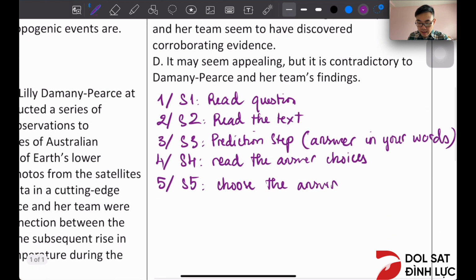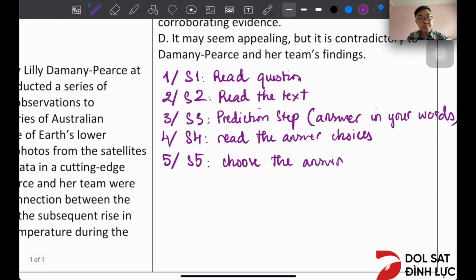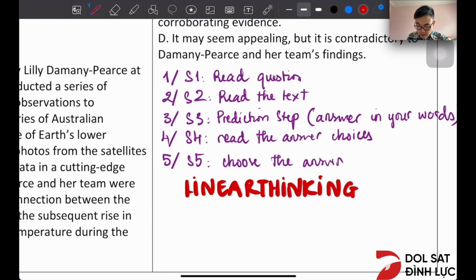Okay, so let's start. Now, all of these 5 steps will closely follow a strategy and a method that I call linear thinking. So I would highlight it here and underscore it so that it will be more boldly emphasized for you. All right, so let's get to the work.